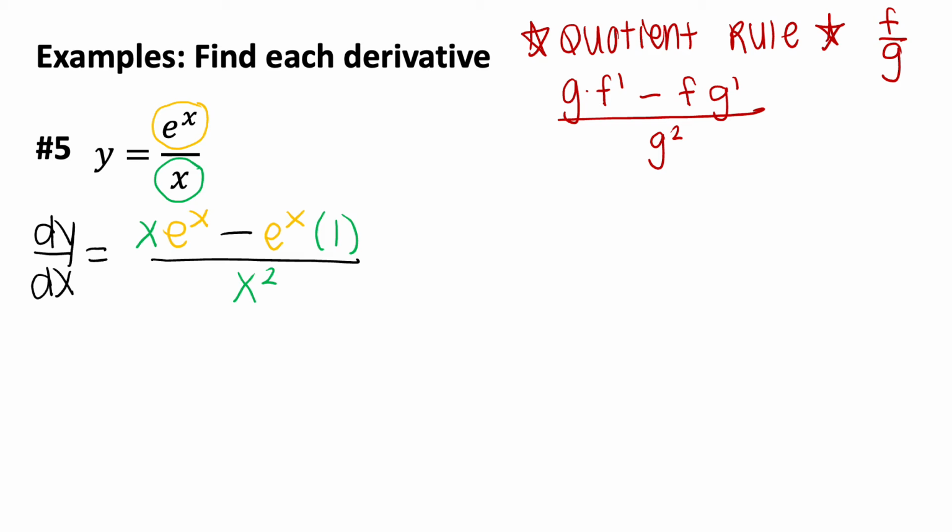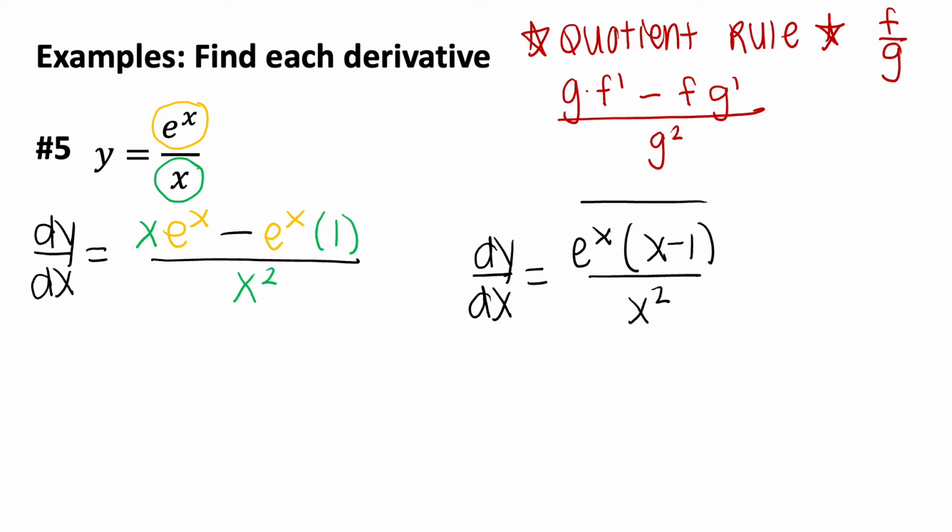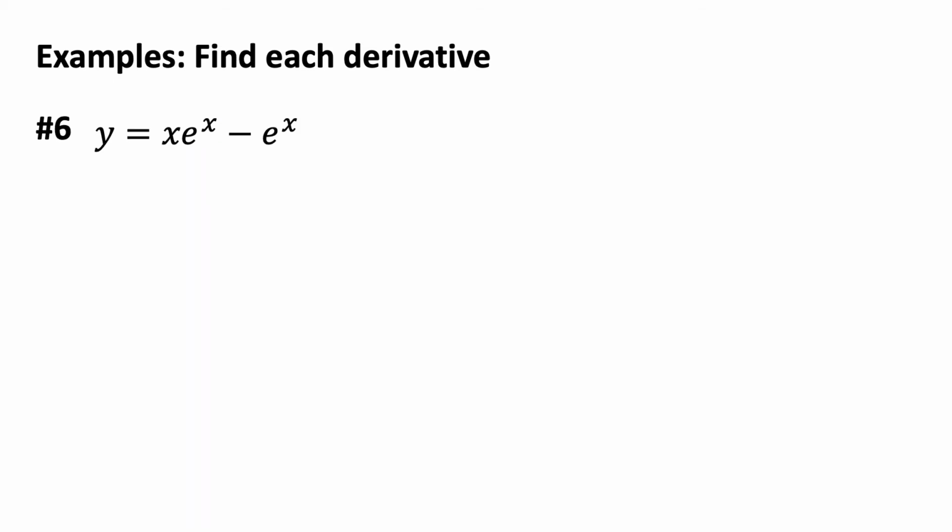From here, not too much we can do. We can just simplify that numerator a little bit. So let's write our derivative, dy dx. And factoring out an e to the x in our numerator, we're left with x minus 1 all over x squared. So we're just bringing back some of those old rules that we had when we previously did differentiation and now applying them with differentiation of our exponential function. Just a few more here today.